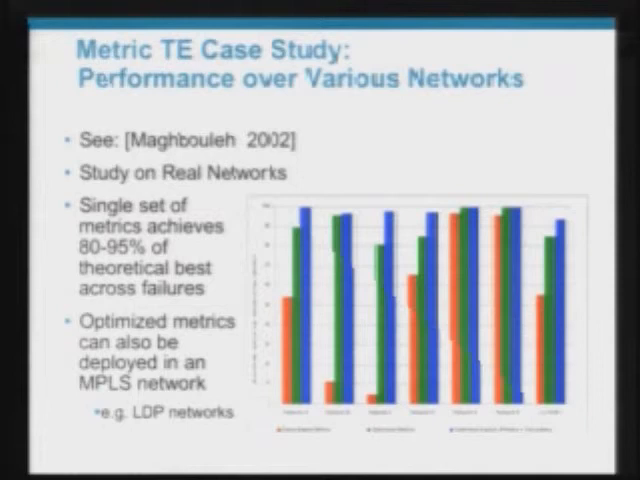This is a bit old, from 2002, but we looked at a set of real networks comparing the different procedures: not doing anything, just leaving the metrics as they are, manipulating the metrics, versus manipulating RSVP paths. And we're finding that if your objective is to be bringing down maximum utilization, of course, not doing anything.